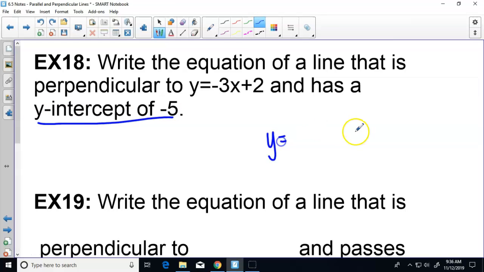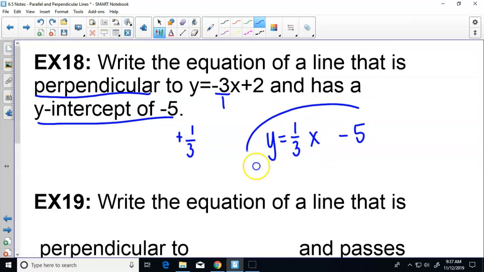I just know I'm going to have y equals, and I'm going to have -5 over here on the end as my y-intercept. They did not give me the slope, but I can find the slope. What is the slope going to be if it's perpendicular to y equals -3x plus 2? Okay, 1/3. So we'll have y equals 1/3 x minus 5. Because we know right here that's 3 over 1. To have a perpendicular slope, we've got to flip it and change the sign. So where it was negative, we've got to make it positive. So our equation is y equals 1/3 x minus 5. So if it gives you the y-intercept, that makes the problem a lot easier. You don't have to solve nearly as much.